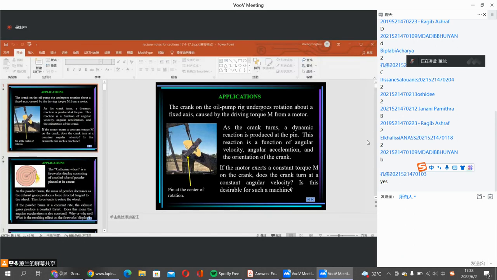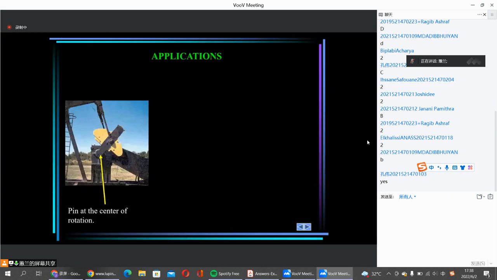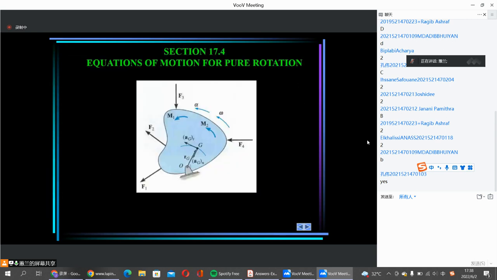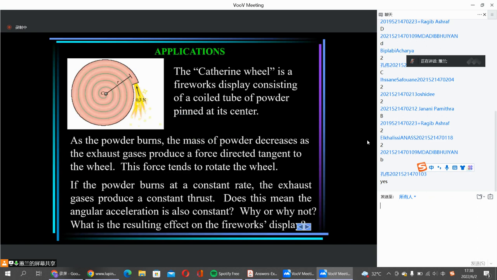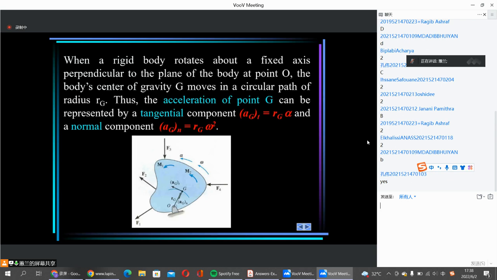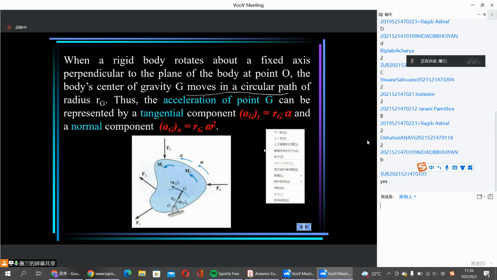Actually, no matter whether it's translation, rotation or general motion, we have the same equations of motion. So I just don't want to spend time on the applications. You can do it by yourself. Here, when a rigid body rotates about a fixed axis perpendicular to the plane of the body, at point O, the body's center of gravity G moves in a circular path, right? When it's rotating, every point will have a circular path.